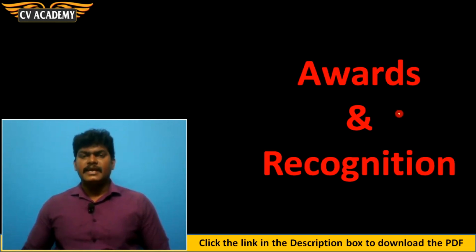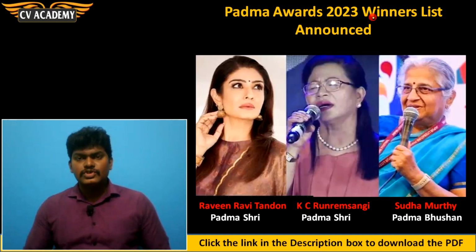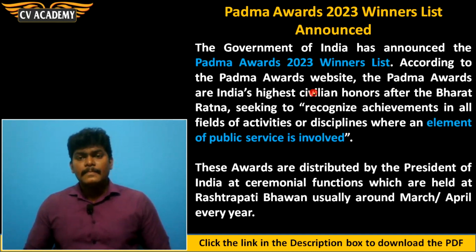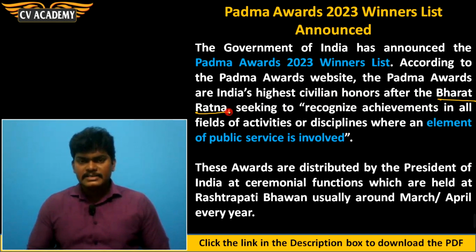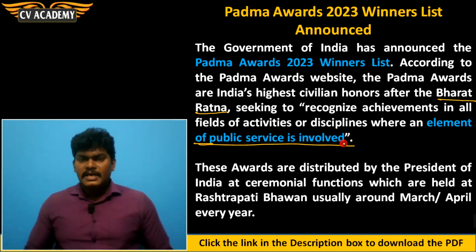Then awards and recognition news we are going to see. 38th news. Padma Awards 2023 winners list announced. Yes, actually it is the highest civilian honor award next to Bharat Ratna. So this award is given, that is the Padma Shri, Padma Bhushan and Padma Vibhushan. This award is given to those people to recognize their achievements in all fields of activities where an element of public service is involved. So the people who have contributed more to public service, for those people the highest civilian honor is given, that is the Padma Awards.